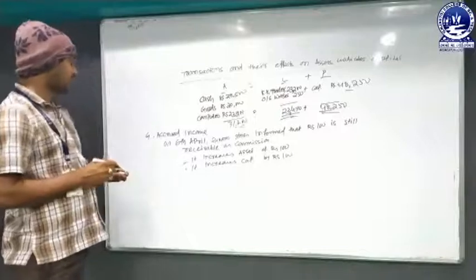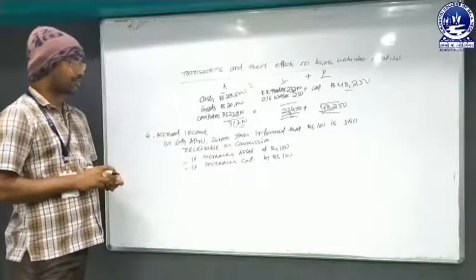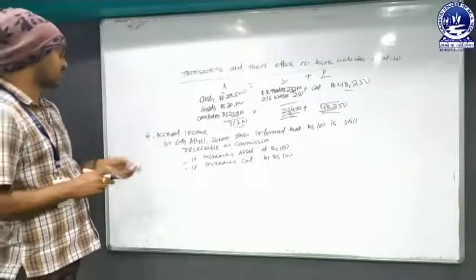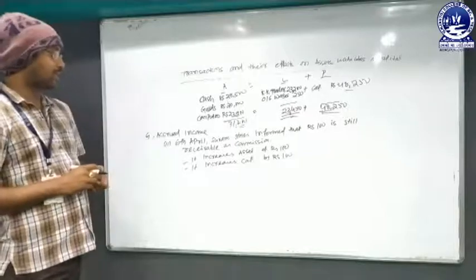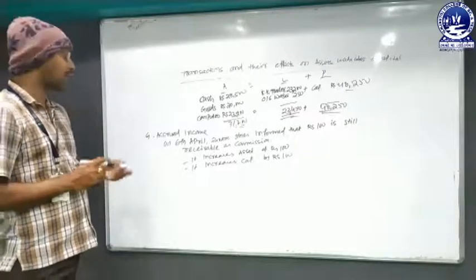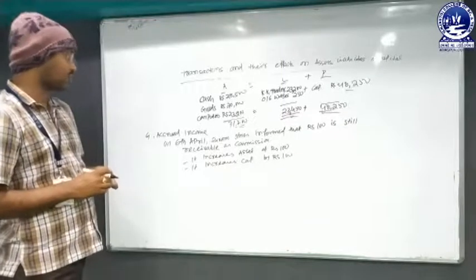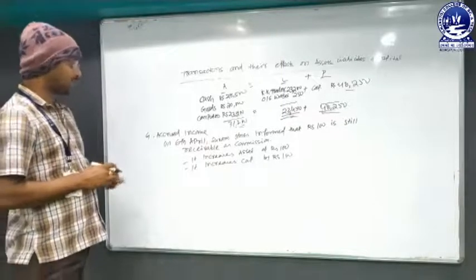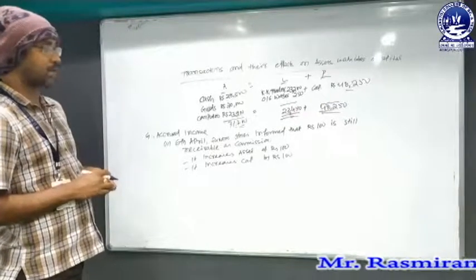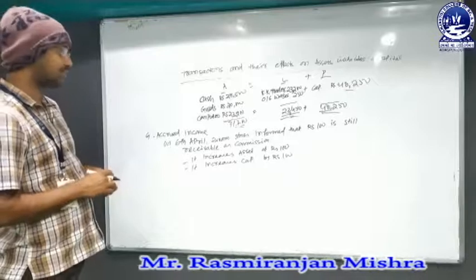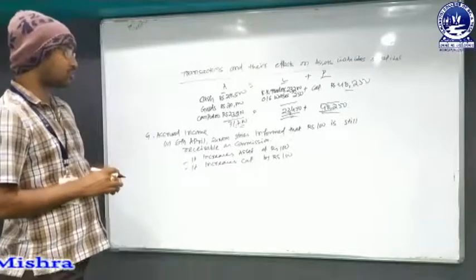So the next head of item is accrued income. How do we record accrued income in the accounting equation? First we must know what accrued income is. That means income that is already made but we have not received that amount of income. That's why it is called accrued income. There is one transaction made by Shubham Stores on 6th April. Shubham Stores informed that rupees 100 is still receivable as commission. So the transaction relates to commission receivable.